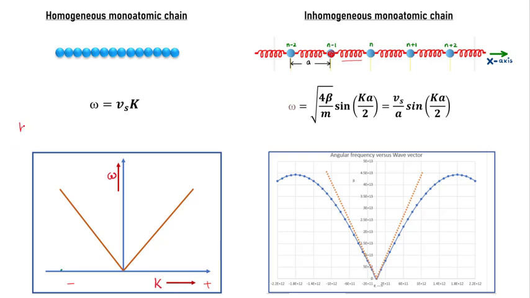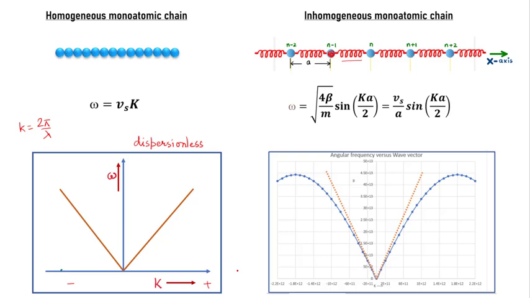We know this k wave number is 2 pi by lambda, where lambda is the wavelength of the wave. What does it mean? It means that the refractive index of such a material is constant and does not change with the wavelength of the wave. Such a medium is called a dispersionless medium. So a homogeneous monoatomic chain is a dispersionless medium.